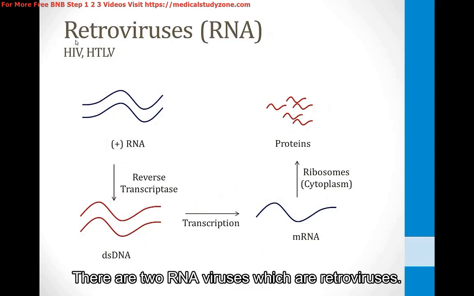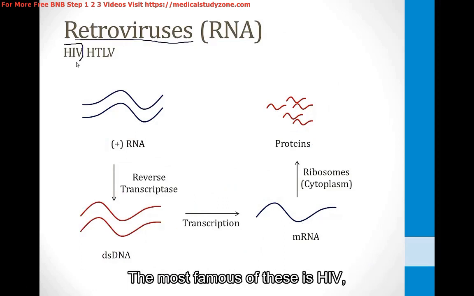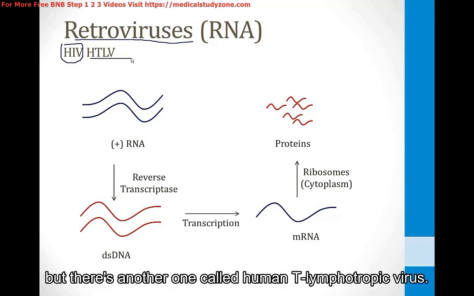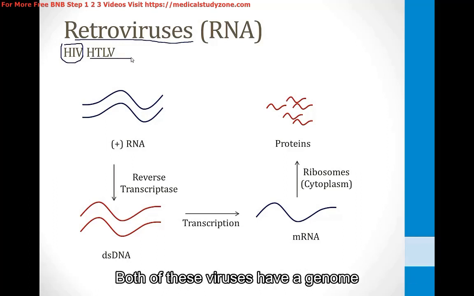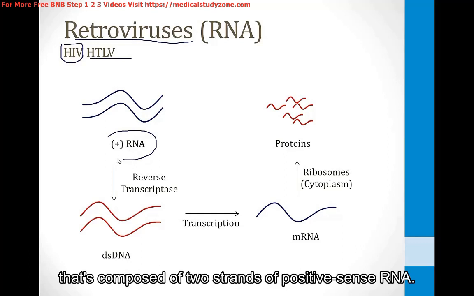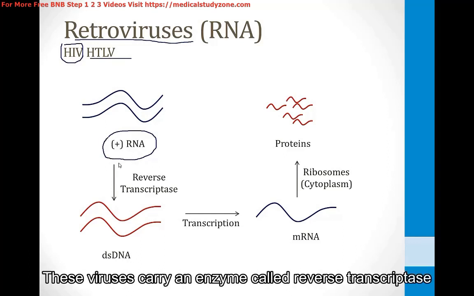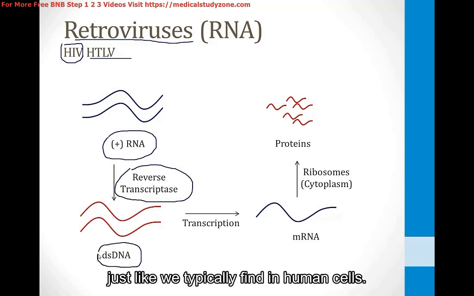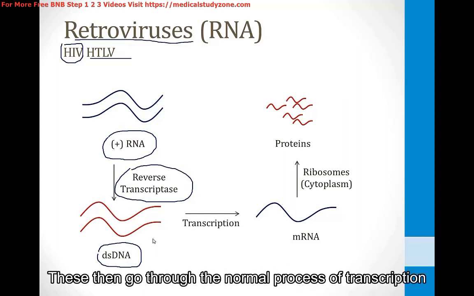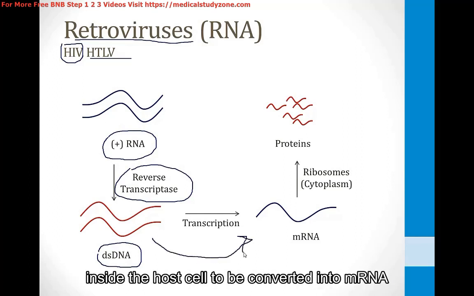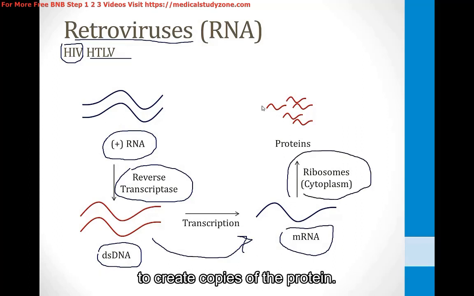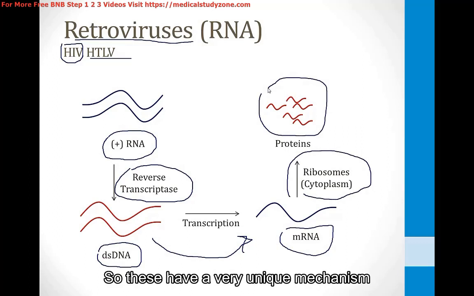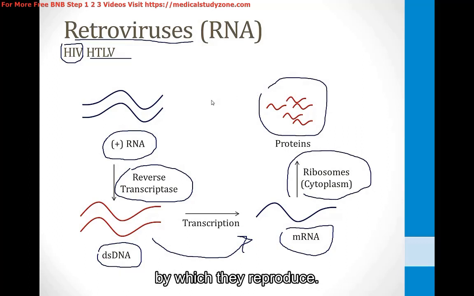There are two RNA viruses which are retroviruses. The most famous of these is HIV, but there's another one called human T lymphotropic virus. And both of these viruses have a genome that's composed of two strands of positive sense RNA. These viruses carry an enzyme called reverse transcriptase, which uses the RNA as a template to make a double strand of DNA, just like we typically find in human cells. These then go through the normal process of transcription inside the host cell to be converted into mRNA, which then uses ribosomes in the cytoplasm to create copies of the protein. So these have a very unique mechanism by which they reproduce.